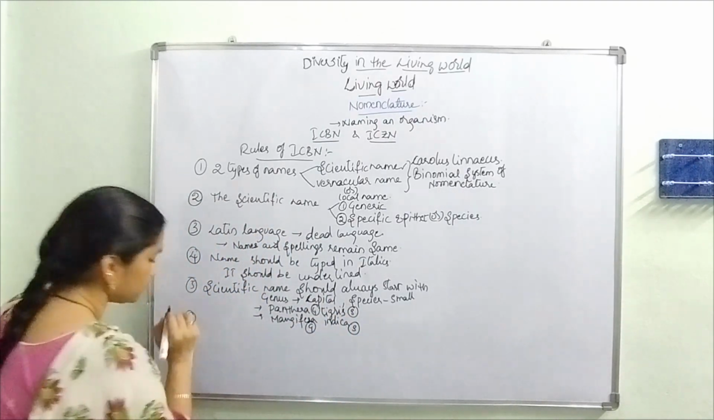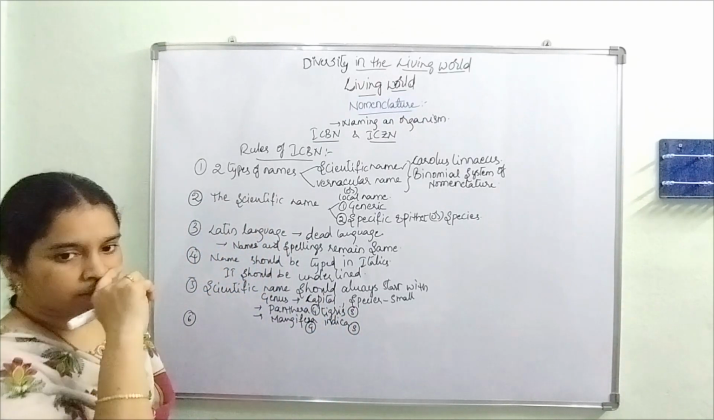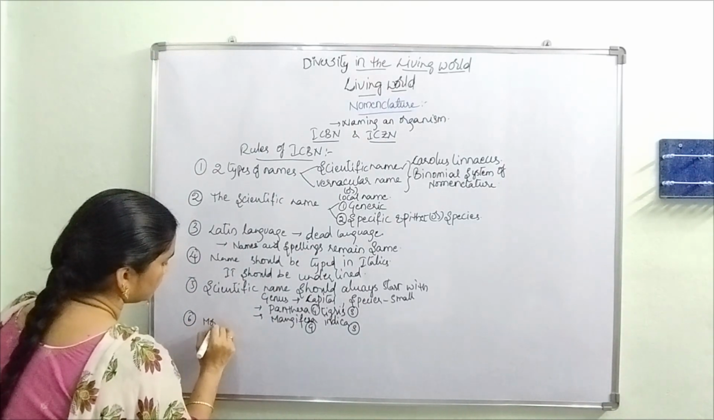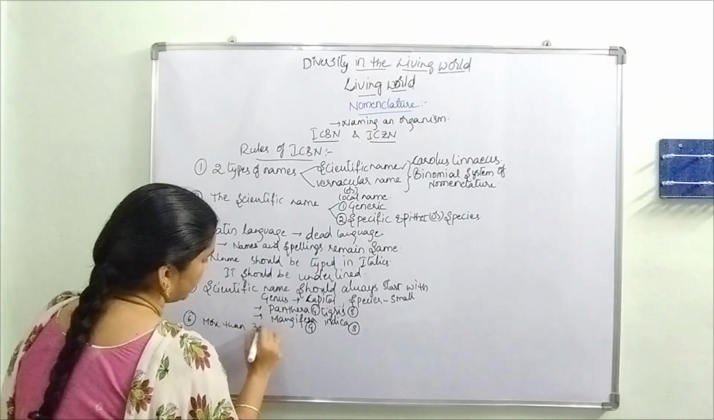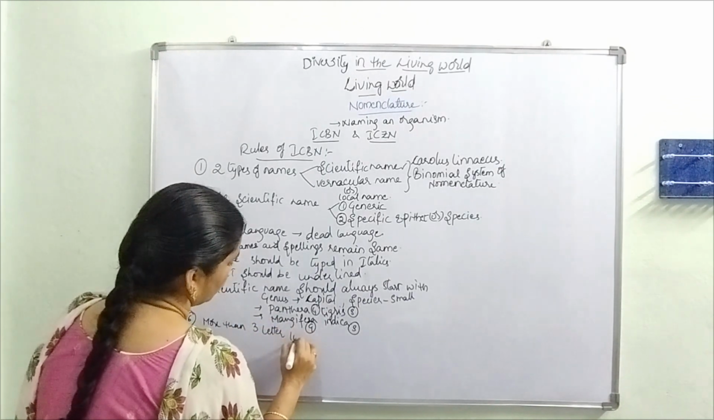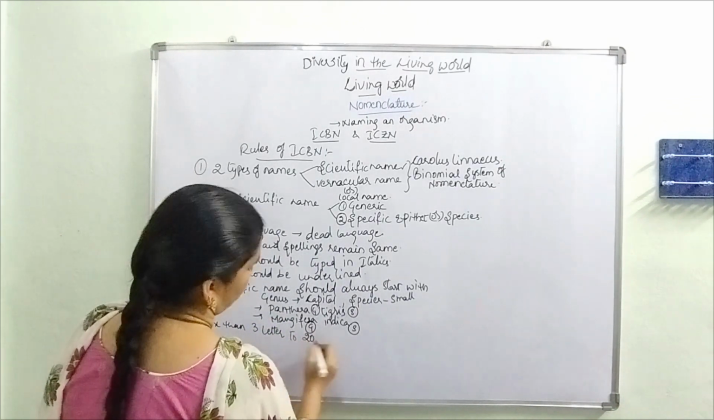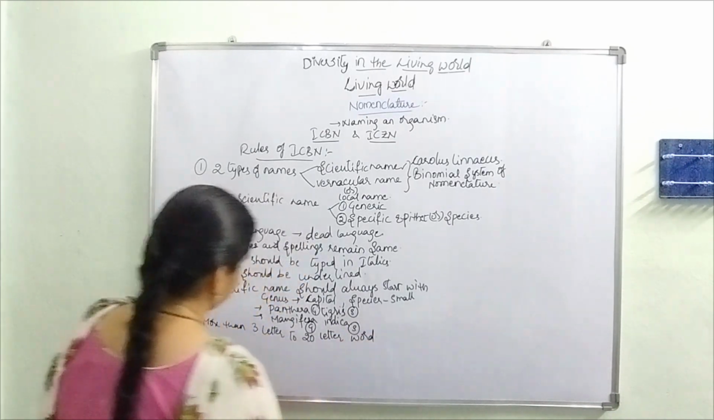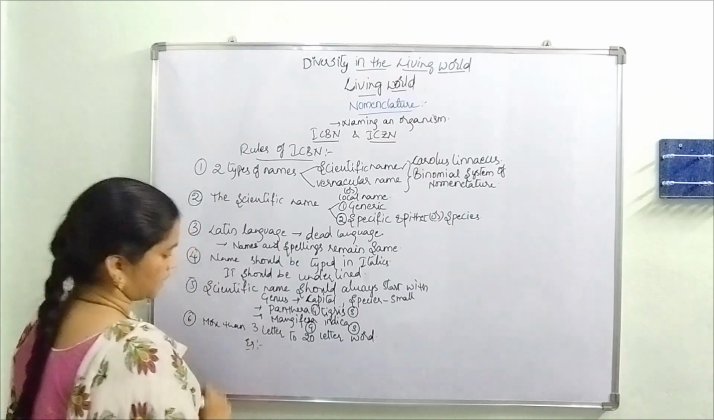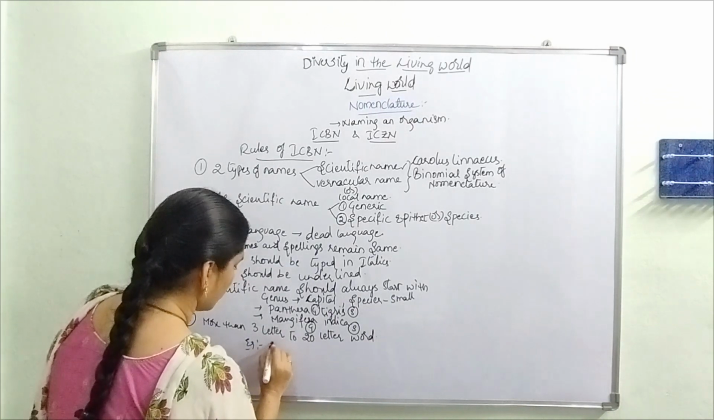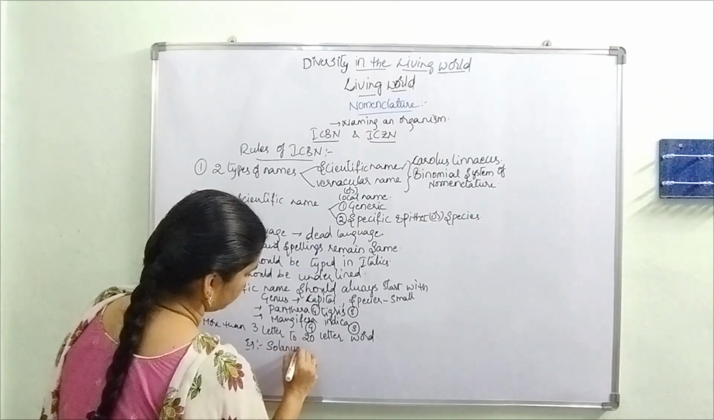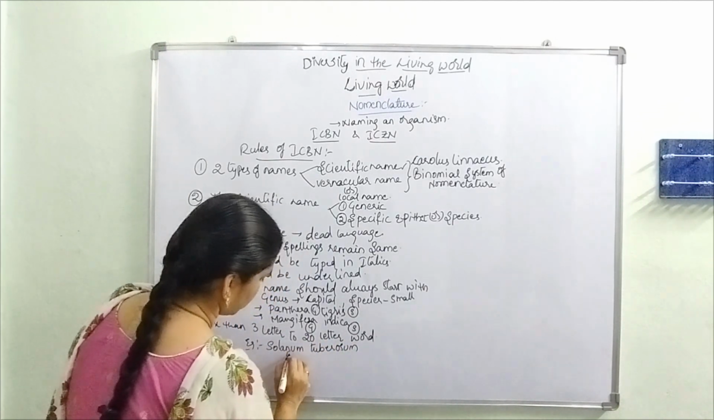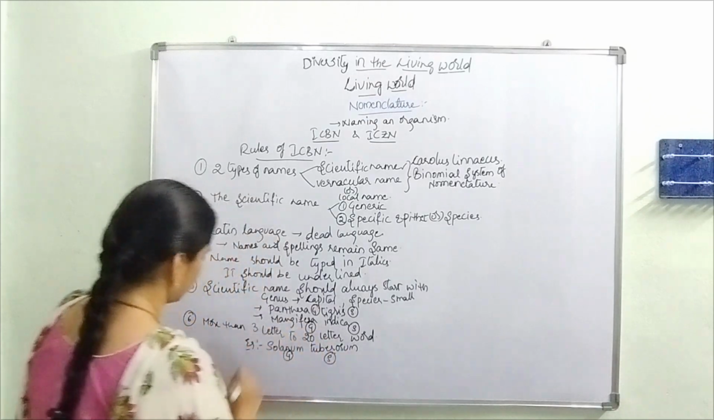The next rule is that the name should be more than 3 letters and below 20 letters. Example, Solanum tuberosum. This is the genus and this is the species.